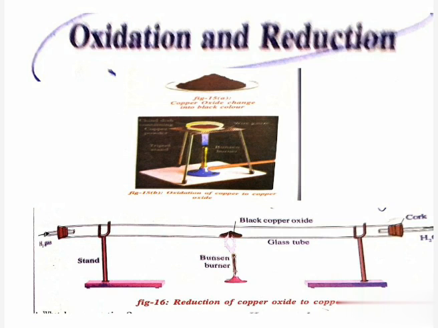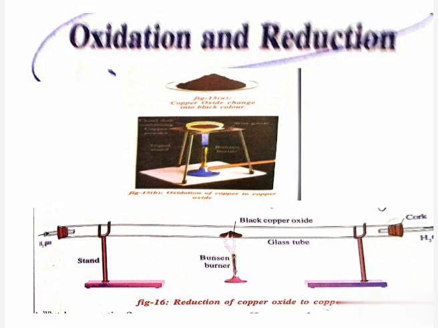Next, heat this china dish, which contains copper powder and is kept on the tripod stand, with the help of a Bunsen burner or a spirit lamp. Do you find any change in the color of the copper? Yes, we can observe a change in the color of the copper. The surface layer of the copper becomes black.